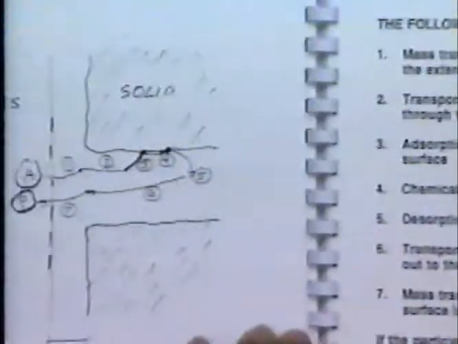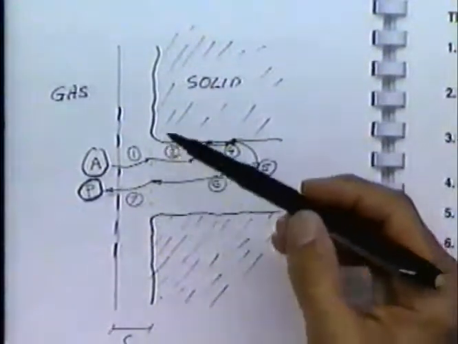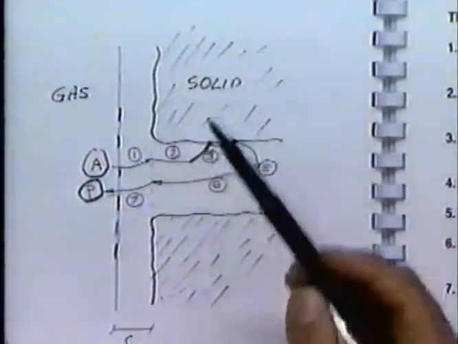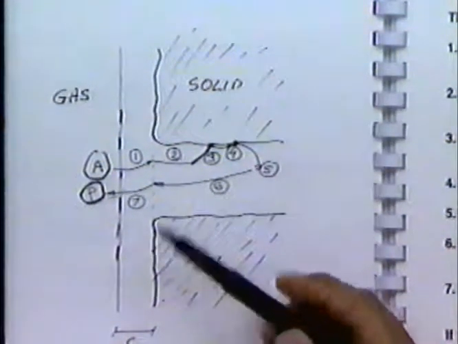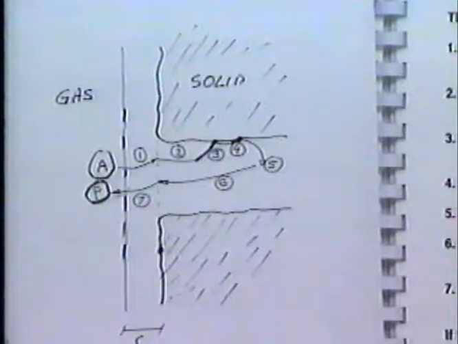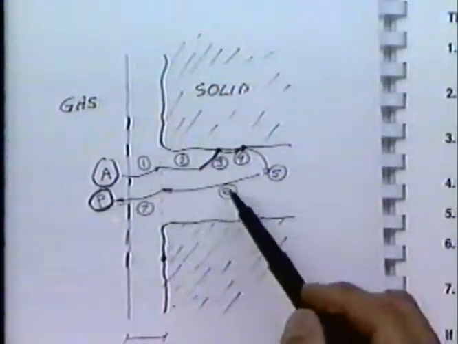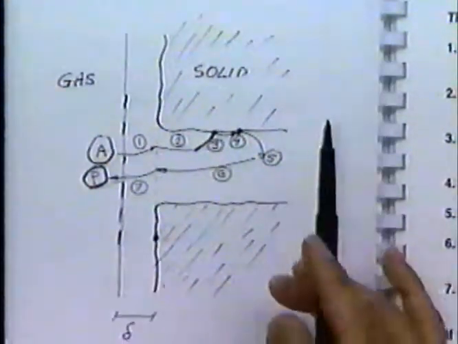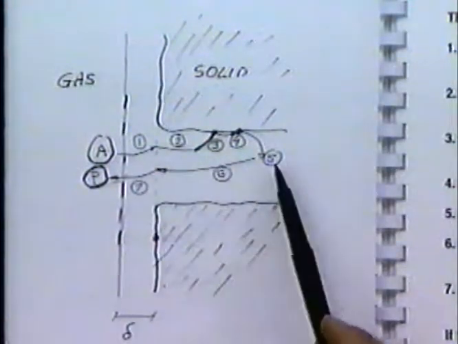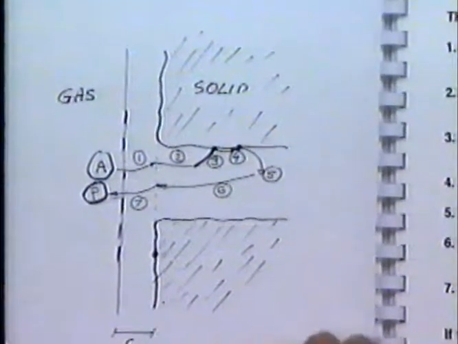Now, in the case of a non-porous particle, if the reaction occurs on the external surface of the catalyst, like here, of course, steps 2 and 6 will not happen. I mean, diffusion into the pore and diffusion out of the pore will not happen because there is no pore.